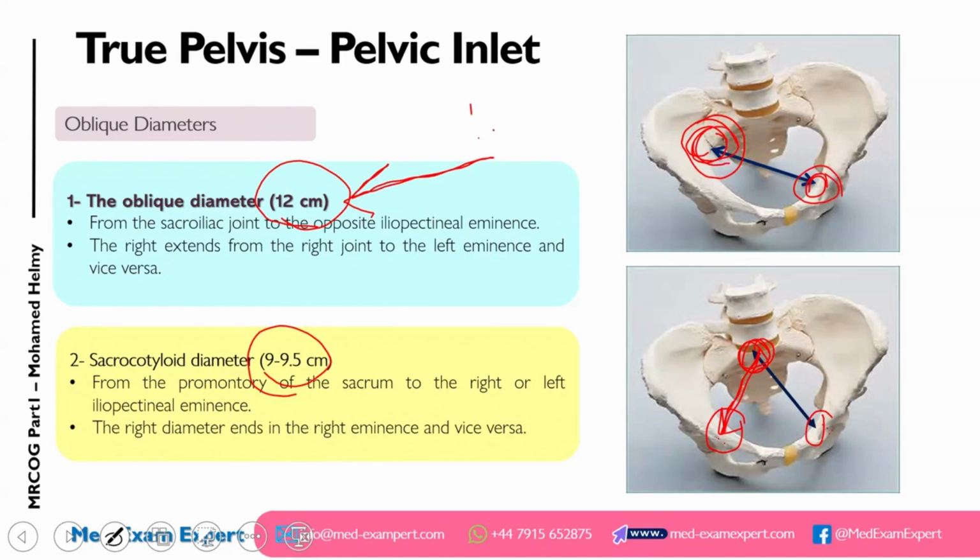So we now have anteroposterior of the inlet, 11, oblique, 12, transverse, 13. 11, 12, 13, and this is for the pelvic inlet. We are still talking about the pelvic inlet.